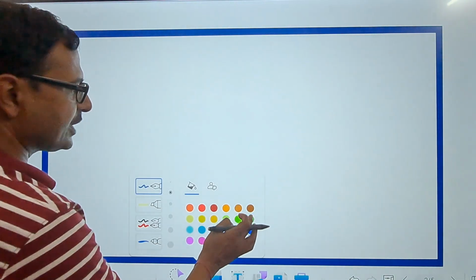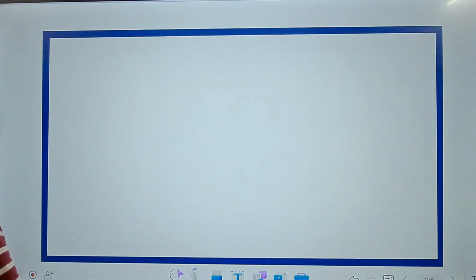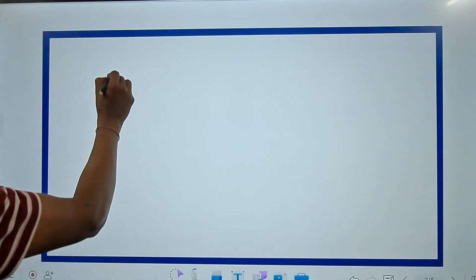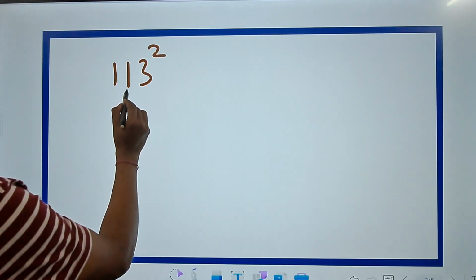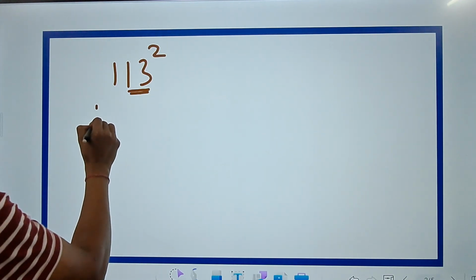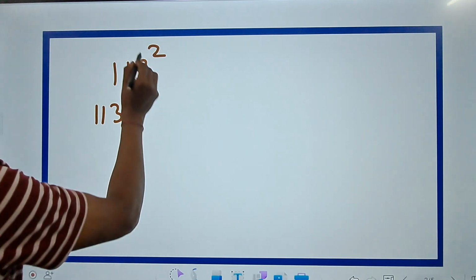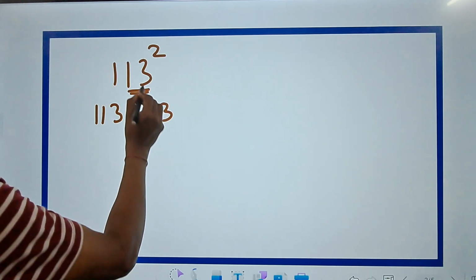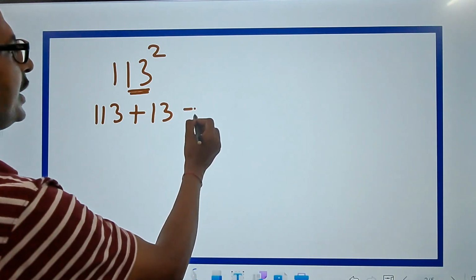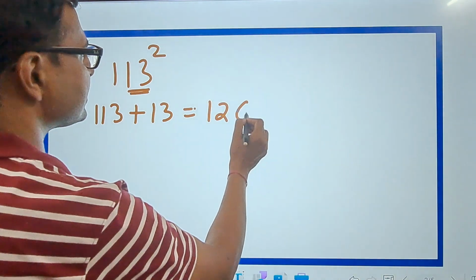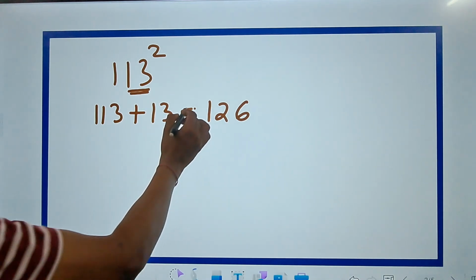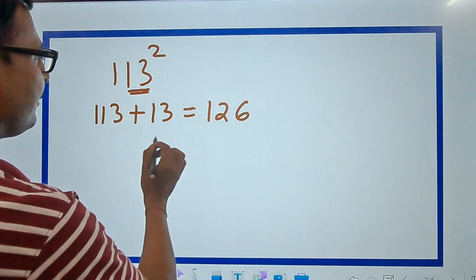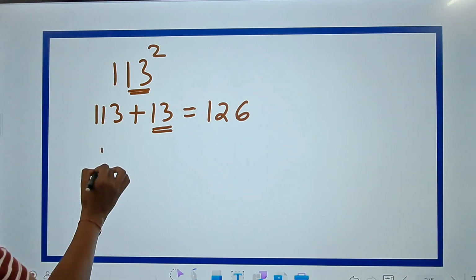So for the next question, I'm going to take a different example, and here we have, say, 113 square. So I told you, whatever is the number formed by the last two digits, you have to add that number to the original number. So let's add 13 to 113. So you get 126. Now what do you do with this 126? This is a 3-digit number, and I wanted a 3-digit number only. Next step, you square this 13.